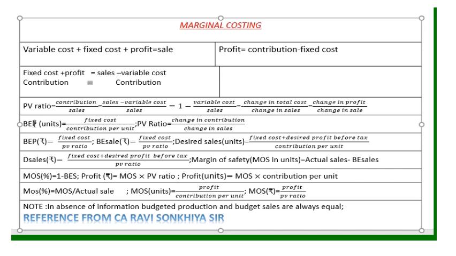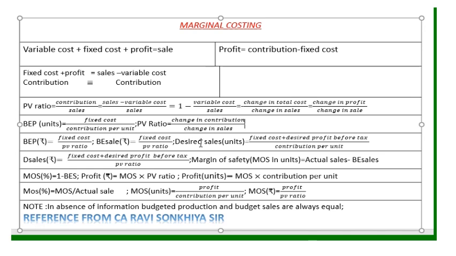BEP, break even point, is the point at which there is no loss or no profit; otherwise, the profit is equal to zero. Break even point in units is fixed cost by contribution per unit. PV ratio is also change in contribution by change in sales. Break even point in rupees, or break even sales, is fixed cost by PV ratio.